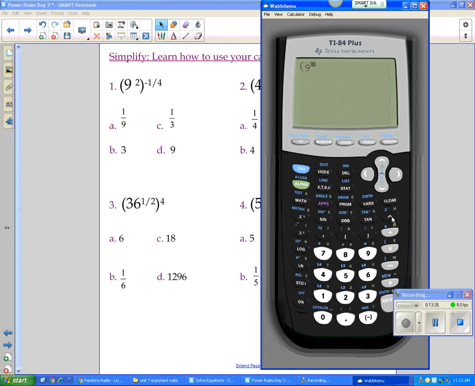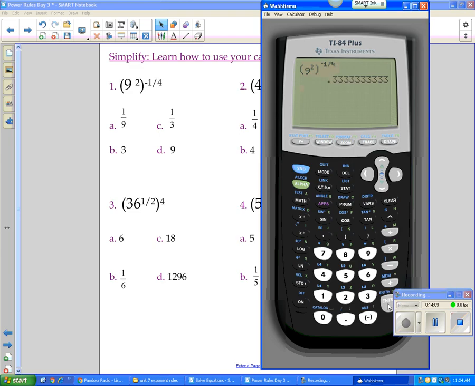Caret key, good. 2. Now look, you have to hit this gray arrow to go back down and put a big parenthesis. So you might need to clear yours out and start over. So I've got to do parentheses 9, caret key 2, and then I have to hit the over arrow, parentheses. What do you think I have to do after that? Caret key again, and then negative 1 divided by 4. You got to type it in exactly that way.